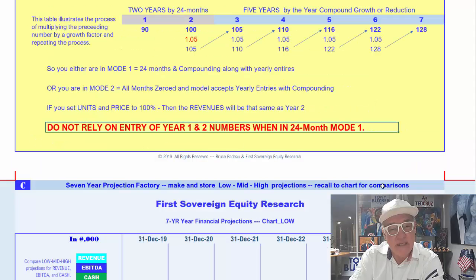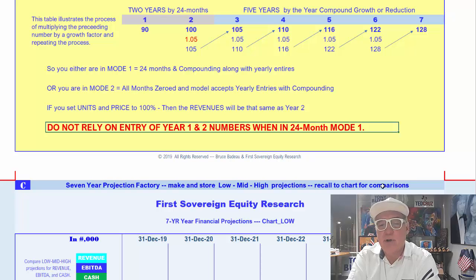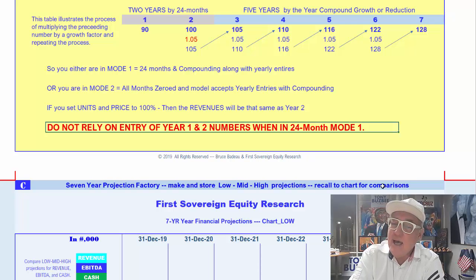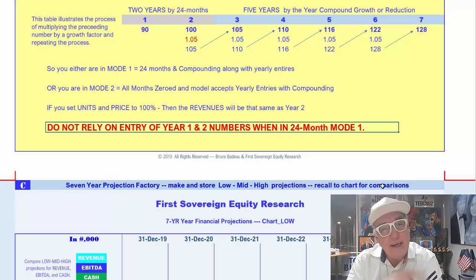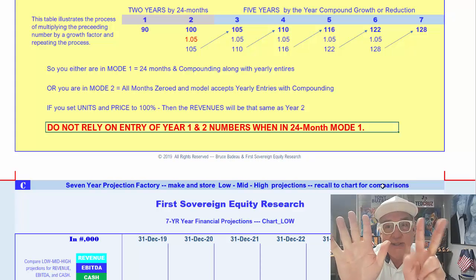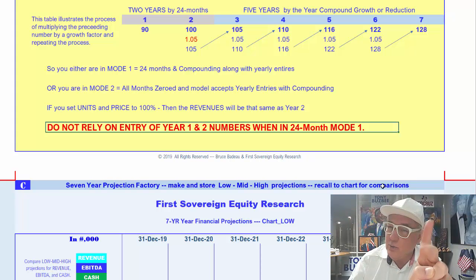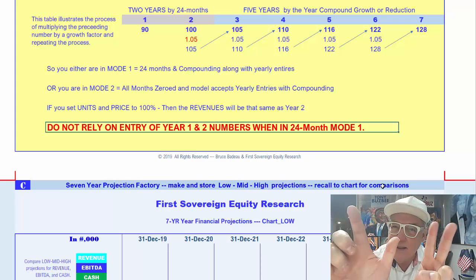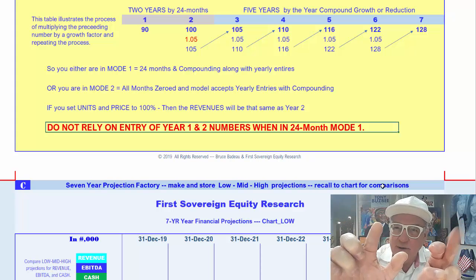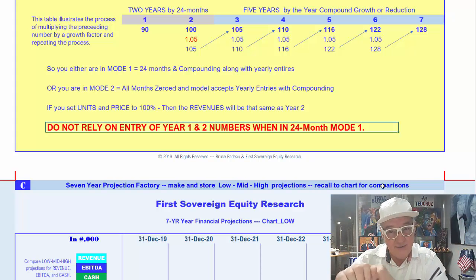That's what we're doing. Do not rely on entry of year one and two numbers when in the 24-month mode. What that means is don't rely on the entry of year one and two numbers because they don't exist. When you're in the 24 months, those are the numbers you're generating. And they're going to consolidate into year one and two when you do the 7 years. First, you do these by the 24 months, and then this one comes over here, and this one comes over here. And you got two more over here because there's still seven, okay?